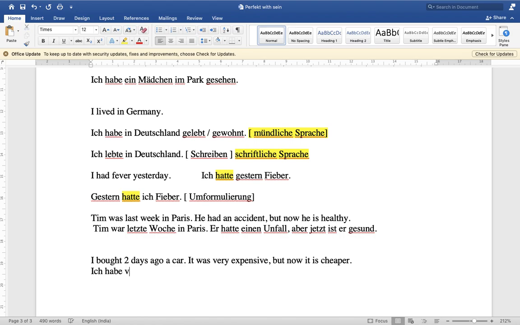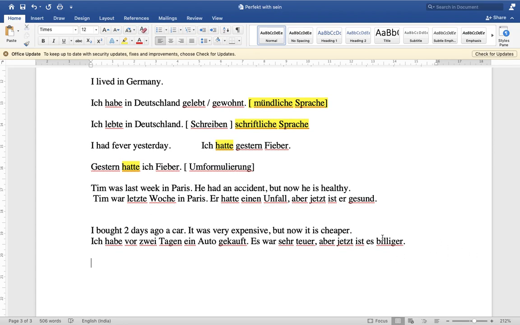Ich habe zwei Tage, ich habe vor zwei Tagen ein Auto gekauft, dann es war sehr teuer, aber jetzt ist es billiger. Billiger. Comparative. Cheaper than two days ago. Cheap is billig. Billig. Is that clear?